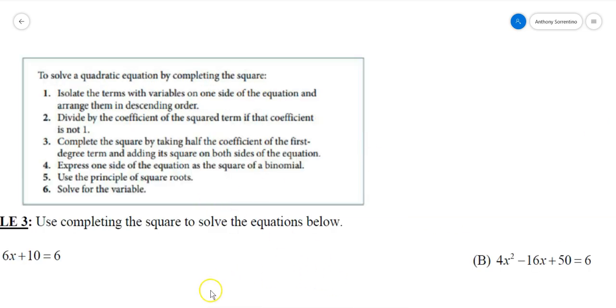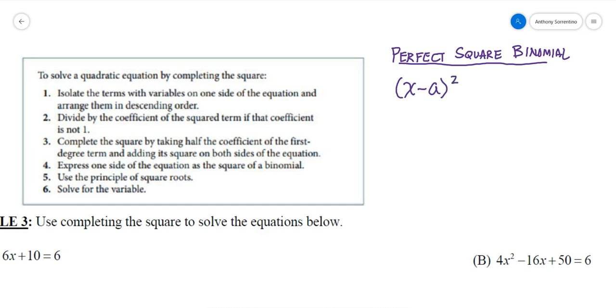The premise behind this procedure you have in there is basically the whole idea behind a perfect square binomial. And let's show what that is. A perfect square binomial is one that's usually written in this format: x minus a quantity squared.